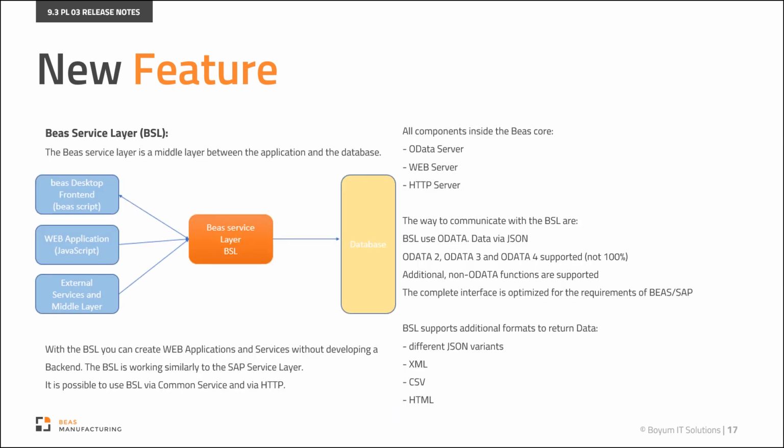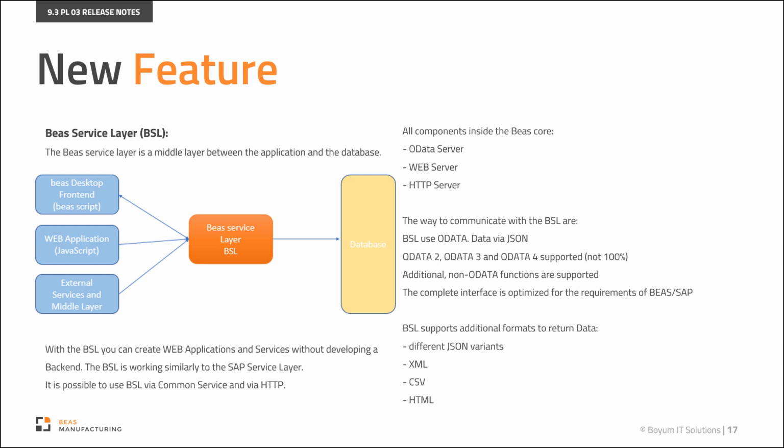In this version, we're introducing the Beas service layer, which is a new generation of extension API to provide communication with Beas business objects that allow users to read data or update information by the REST service. The Beas service layer is a middle layer between the application and the database. With the BSL, you can create web applications and services without developing a backend. The BSL is working similar to the SAP service layer.